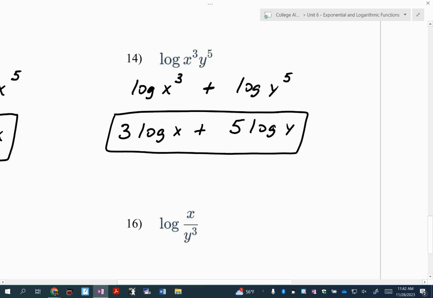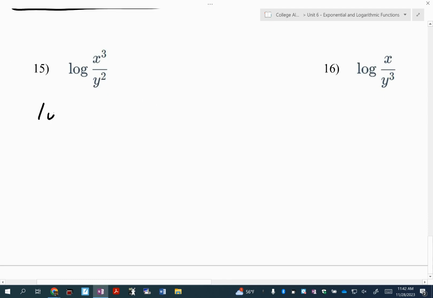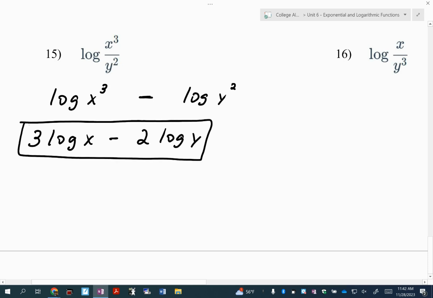All right, last 2. These last 2 are both division, so you'll see I'm going to use subtraction. So log of x cubed, log of y squared, going to be subtraction. And then move the powers to the front to get this fully simplified, I guess fully expanded. All right, so that's this one here.